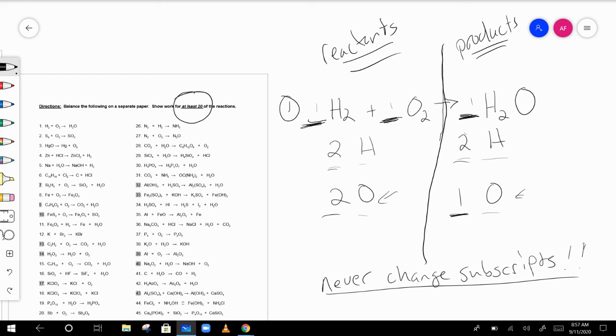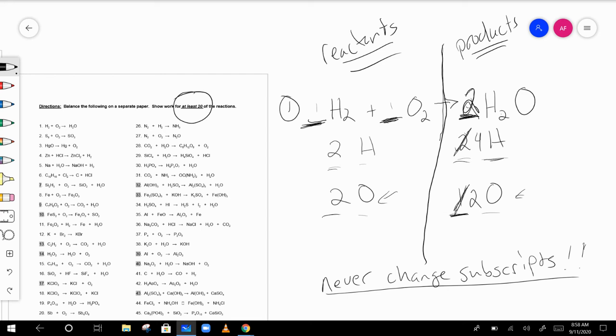Okay, so we're going to put a 2 here. 2 times 2 is 4. That changes that. And then 2 times 1 is 2. So essentially what I'm doing here is I'm putting a coefficient, and then I am recounting. Every time I put a coefficient, I have to recount the number of atoms of each element. And you'll notice that sometimes, yeah, I put a 2 here and it made the oxygens even, but it screwed up my hydrogens. And that's okay. It's okay. That's going to happen a lot.